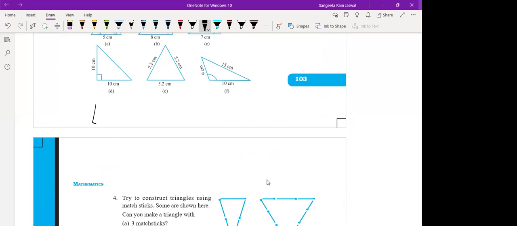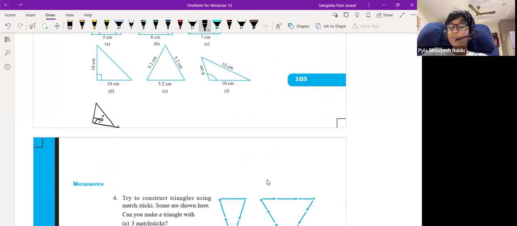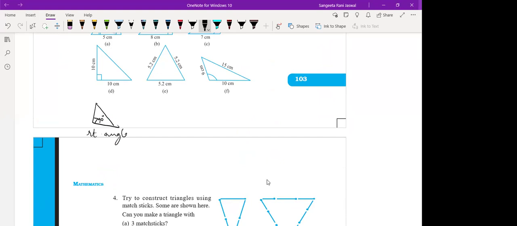Now, when you have a triangle like this, making a 90-degree angle here, what do we call it? It's called a right angled triangle. The triangle which has at least one 90-degree angle is called a right angle triangle. Okay, now suppose you have a triangle like this, which is making an obtuse angle here. Wait, let me give a chance to others also.